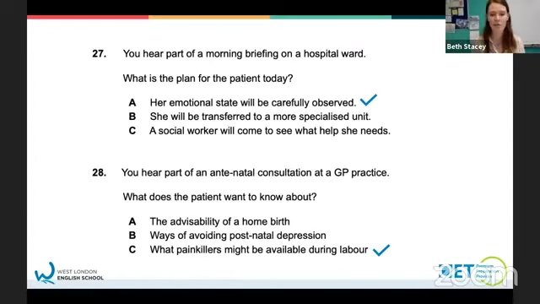Now we're going to have a look at some detailed questions. And something for detailed questions that we can really look out for and think about is synonyms. Synonyms are really important in OET in many different subtests. You need them in reading, in writing, in speaking, literally in everything. So I'll just give you a bit of time to have a read through this question.